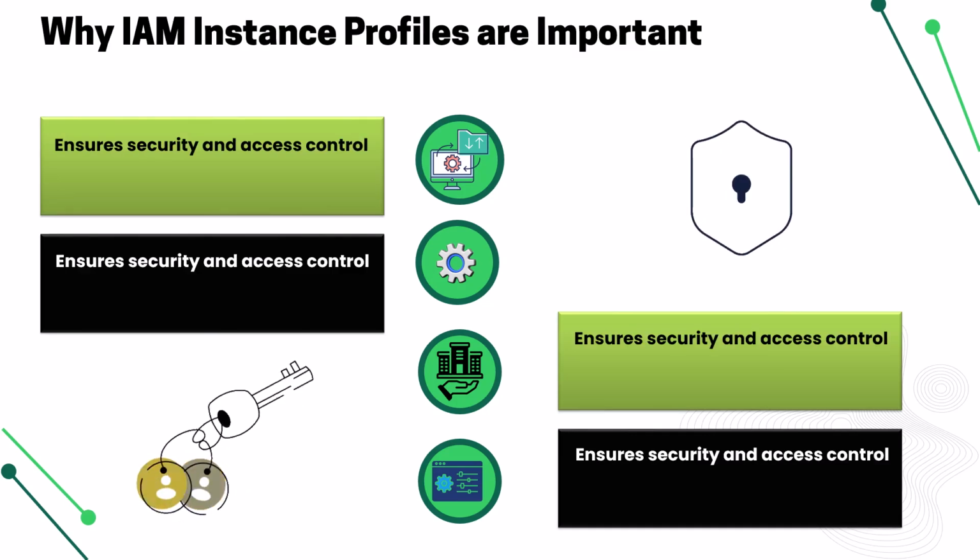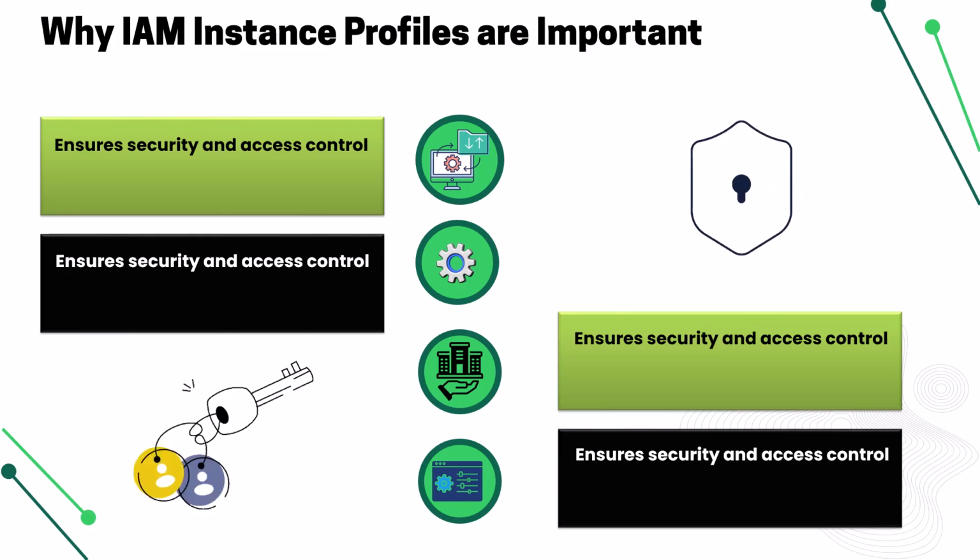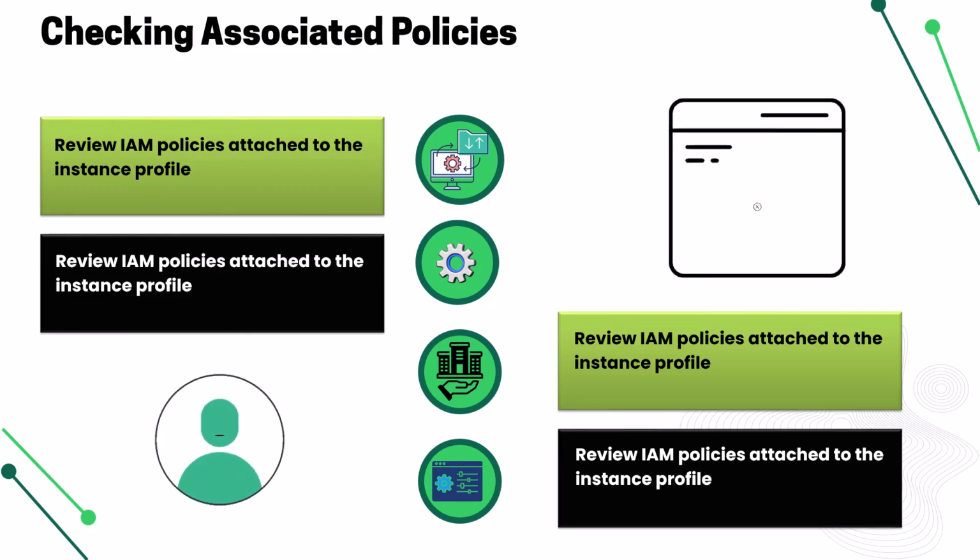Imagine every EC2 instance is a VIP guest at an AWS party. Without IAM Instance Profiles, they wouldn't even get past security. These profiles ensure proper access control, so instances don't wander into restricted areas. Plus, managing credentials manually would be like keeping track of dozens of passwords. Ugh. AWS streamlines it by handling credentials securely. Without these profiles, integrating services would be messy, and authentication would be like trying to get into a locked room without the key.